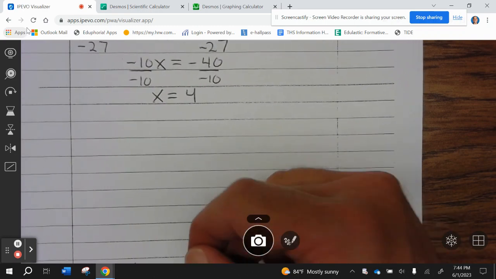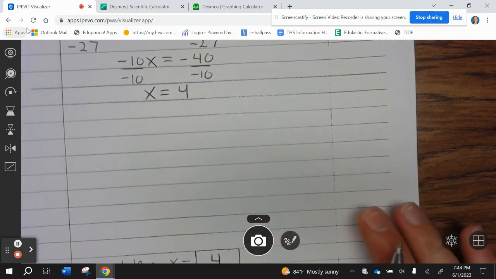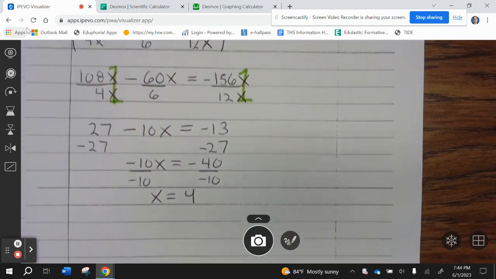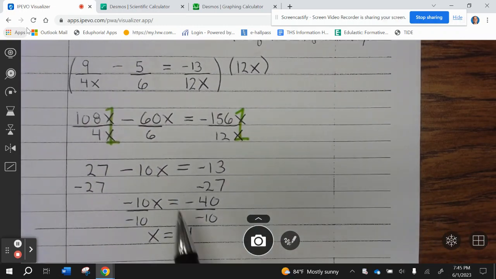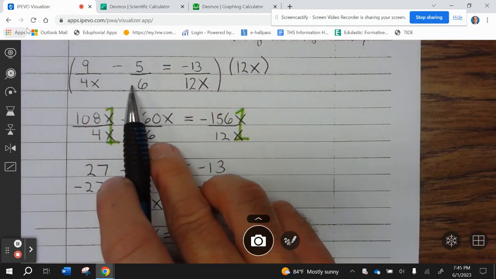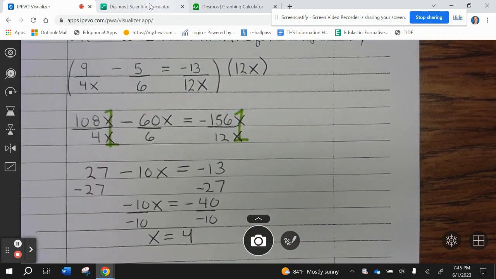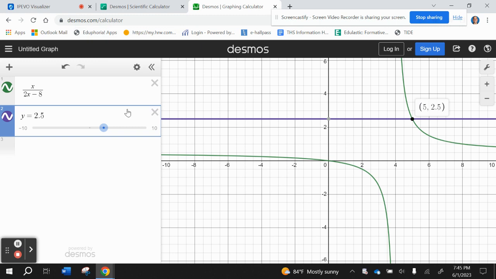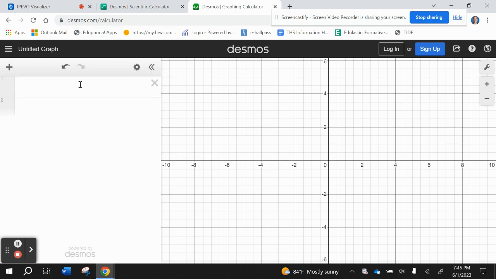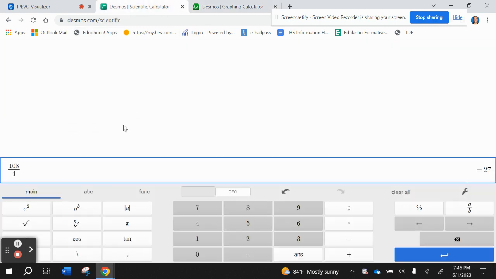Okay. Now, one of the reasons why I wanted to revisit it is that we also didn't check questions last time. So I'm going to plug 4 back in, and if this is a solution, the left side will equal the right side. So go to the Desmos calculator. Actually, we just want the calculator, sorry.